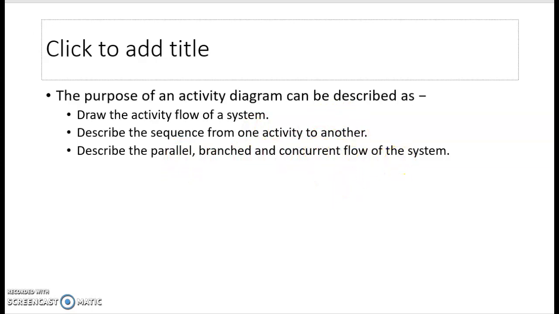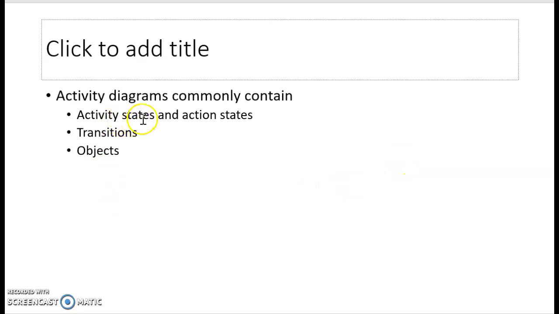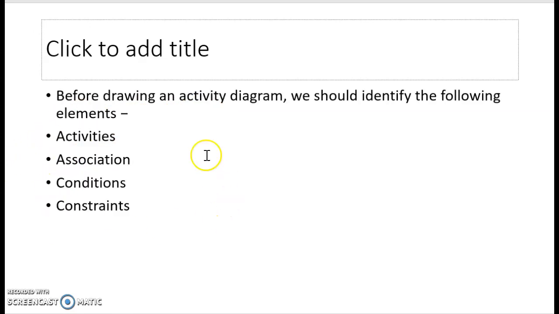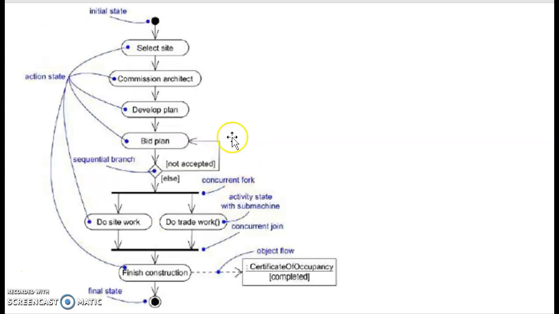So to show in the form of the activity diagram. It consists of activity states and action states, transitions and the objects. So these three things are being shown in the case of the activity diagram. Before drawing an activity diagram, first we have to find out activities, association, conditions and the constraints. So these four things we need to identify before drawing an activity diagram.